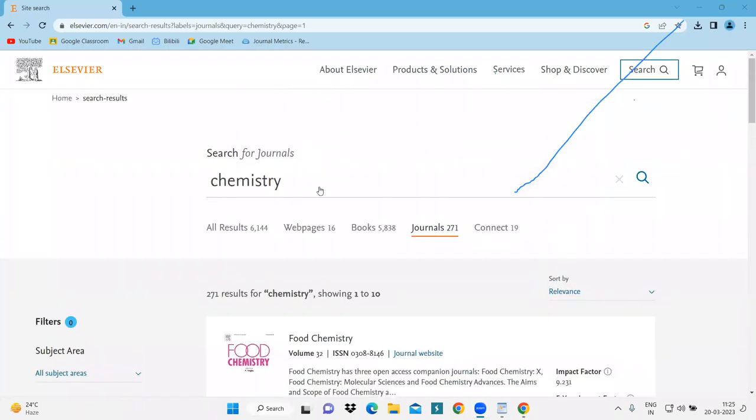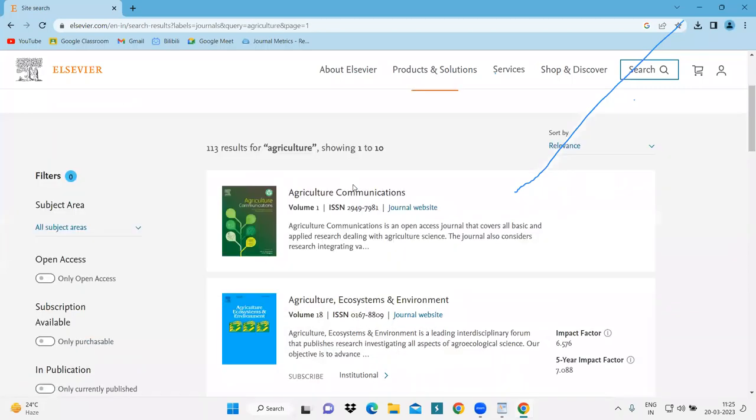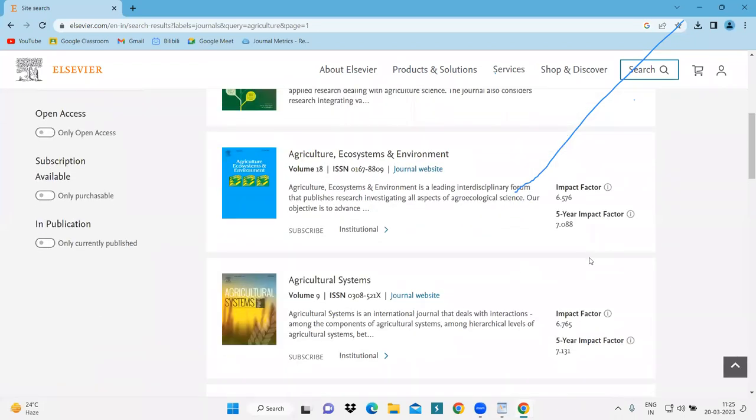Any other subject suggestions from you? Ma'am, history. Agriculture. So agriculture's impact factor is there.